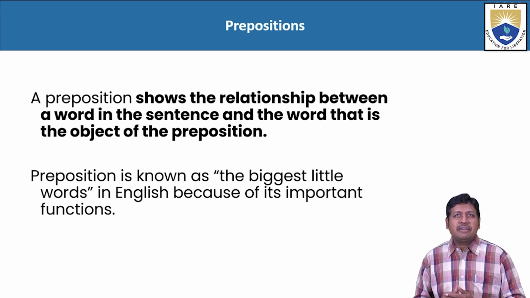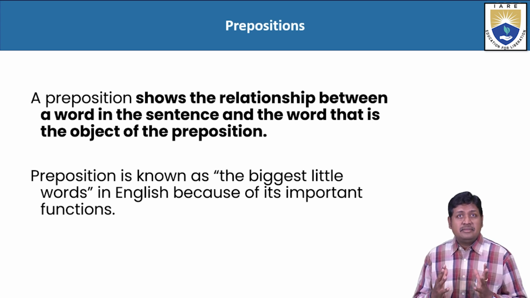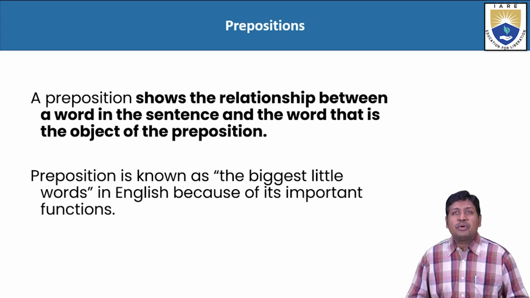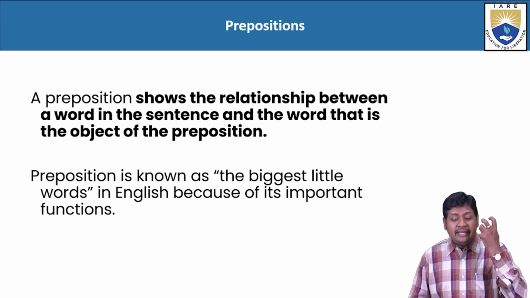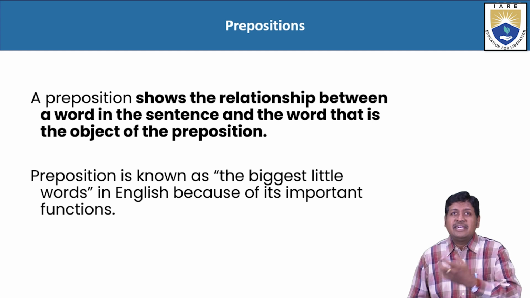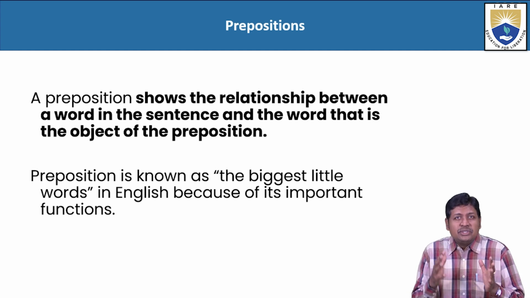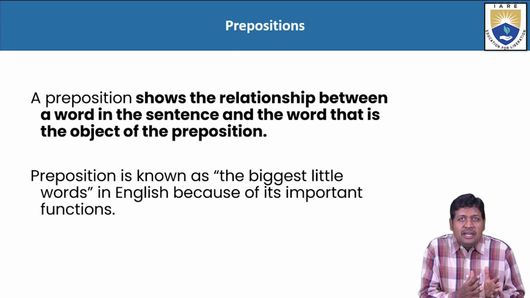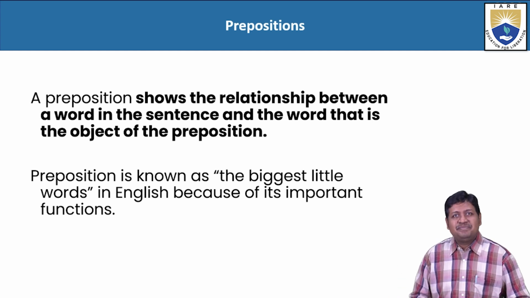So a preposition shows the relationship between a word in the sentence and the word that is the object of the preposition. When we actually see the example, we will come to know more about it. It is known as the biggest little word in English because of its important functions. It is in fact a little word, but it is one of the biggest words in the English language because the function of this preposition is very important in spoken communication or in written communication.